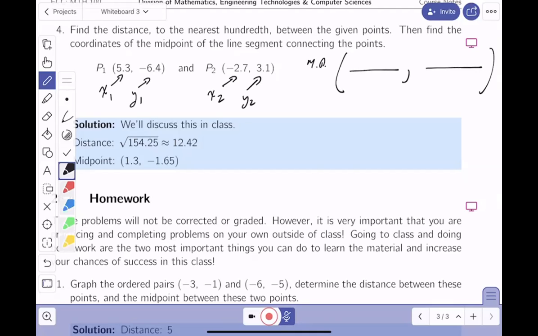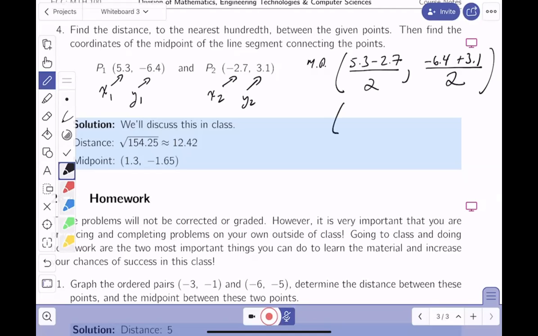Let me repeat this. You're allowed to use calculators if you can't do the arithmetic. So I'm going to add the x's together. That's 5.3, and then plus minus 2.7. We'll do that later. Now it's going to be minus 6.4 plus 3.1. All right, repeat this. If you have a tough time with computing, like doing arithmetic, use the calculator. No one's going to know anyway.